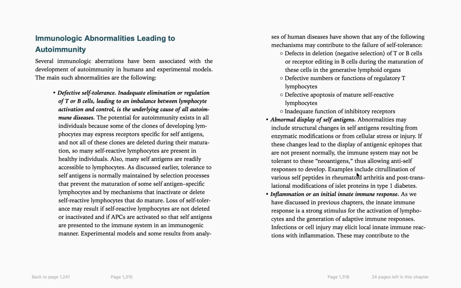Immunological abnormality leading to autoimmunity. Several immunological aberrations have been associated with the development of autoimmunity in humans and experimental models. The main such abnormalities are as follows: defective self-tolerance, inadequate elimination or regulation of T and B cells, leading to an imbalance between lymphocyte activation and control, is the underlying cause of all autoimmune diseases.